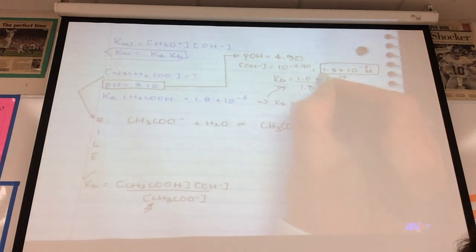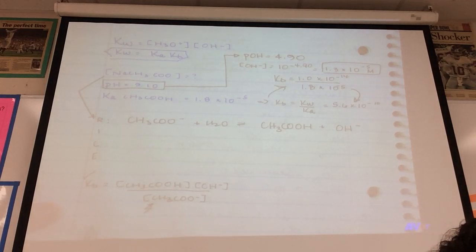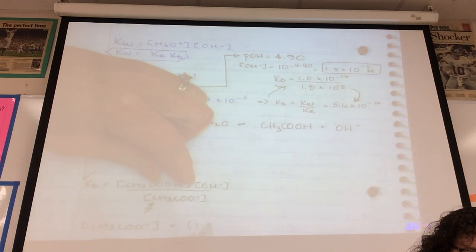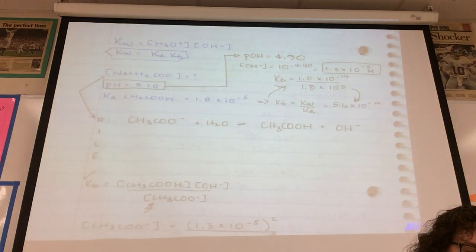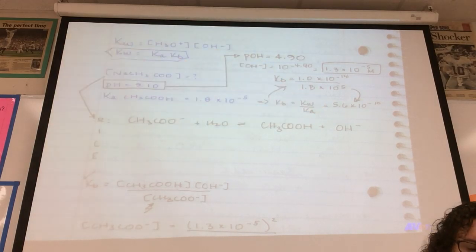We have the hydroxide ion concentration. Now can we let it rip? No. Yes, we can. Kb is equal to this times this, which is 1.3 times 10 to the negative 5 squared over the Kb that we got up here. About the same thing. The only piece that's new is you have to go after the Kb.